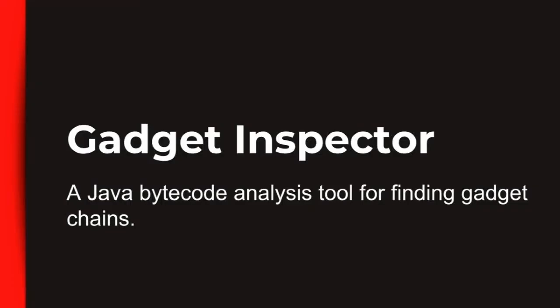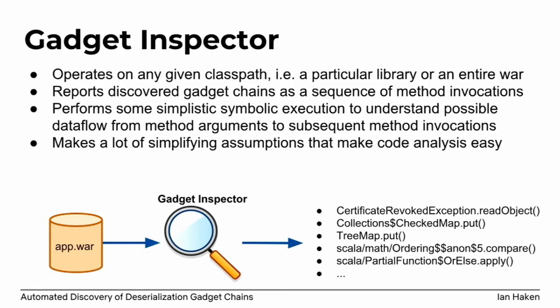So that was the goal that I set out to achieve, and in doing so, I created this tool that I call Gadget Inspector. So what it does is exactly what I've just described. It analyzes the bytecodes of your application and its entire class path in an attempt to find gadget chains. So how does it work? Well, it takes in your application, be it in war format or a collection of jars, whatever makes sense for your application, does some analysis, and then spits out what it thinks are possible gadget chains.